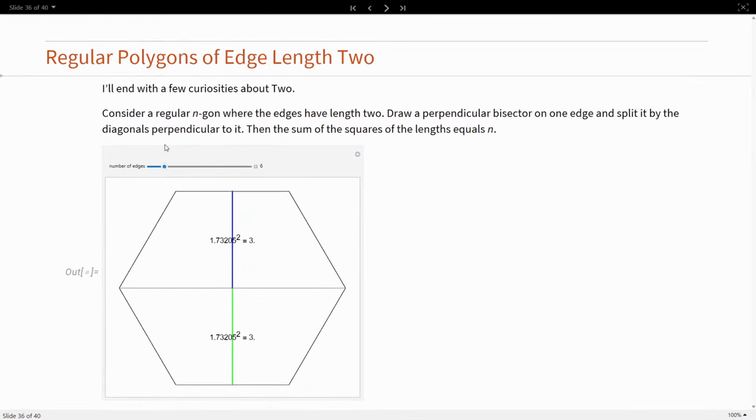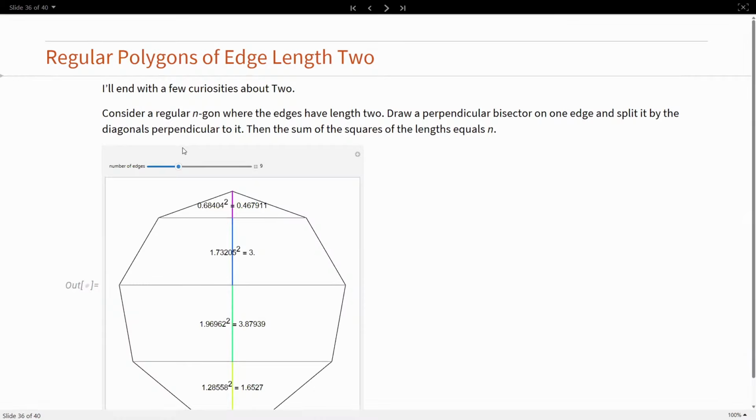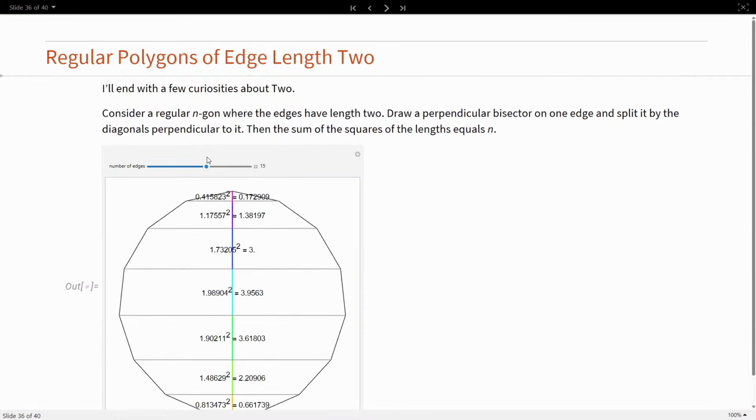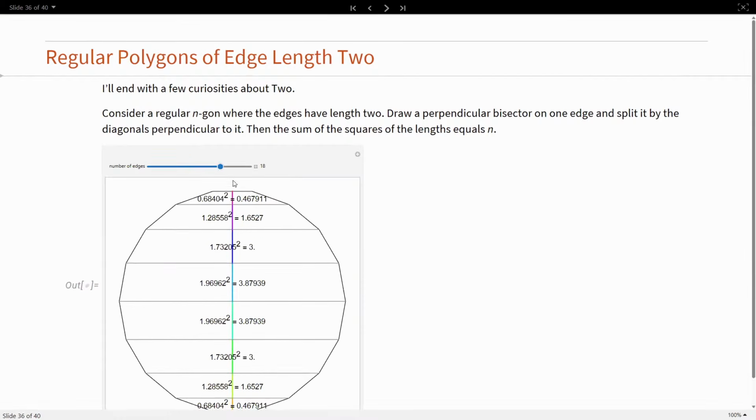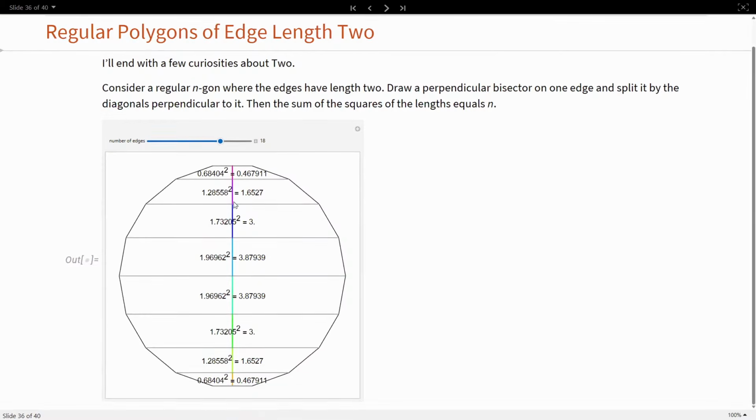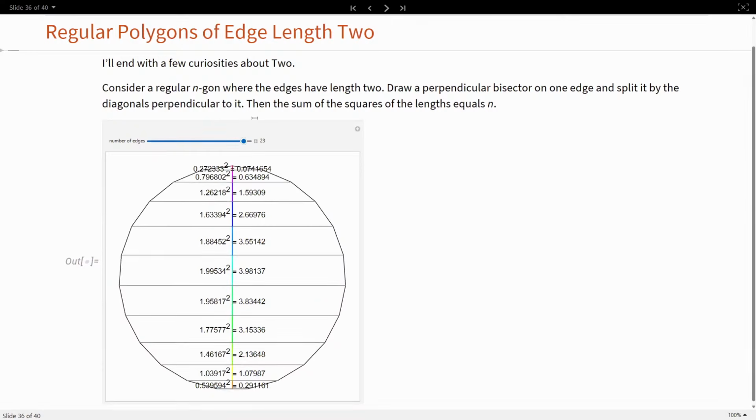So for any regular polygon, you can determine the number of sides it has by going through this complex process of getting distances, squaring them, and adding them together.